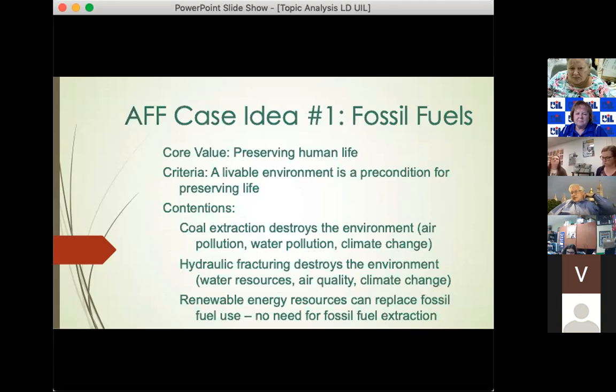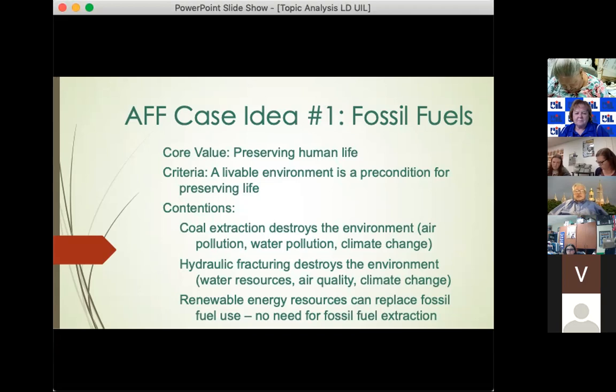So let's talk about some possible affirmative case ideas. You could just have affirmative debaters focusing heavily on United States examples and evidence drawn from the United States, where the core value here could be preserving human life. The criterion for that value, criteria is the plural, is that a livable environment is a precondition for preserving life.